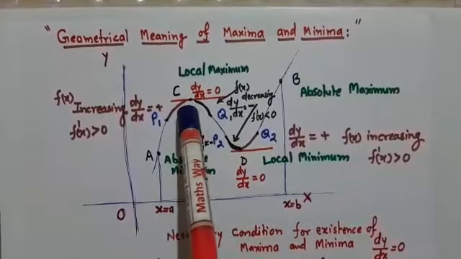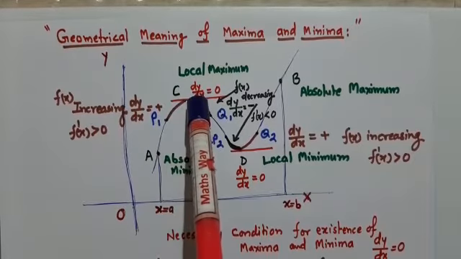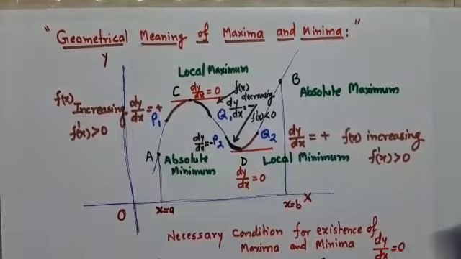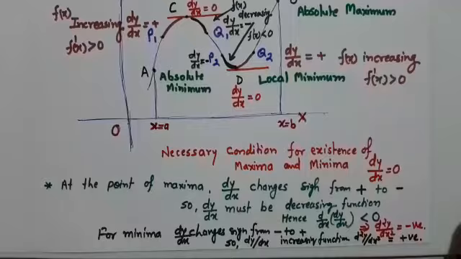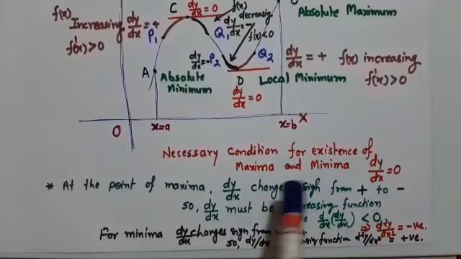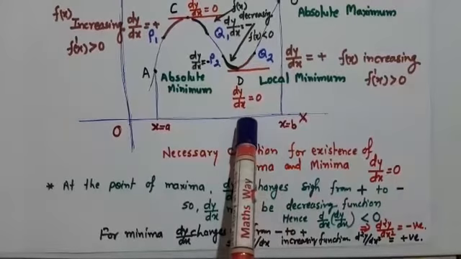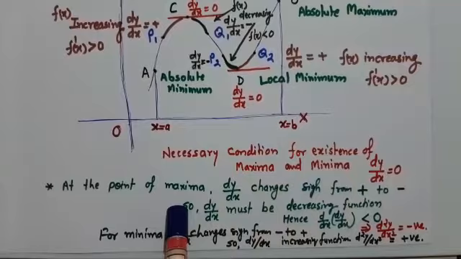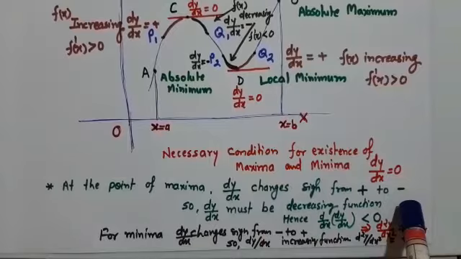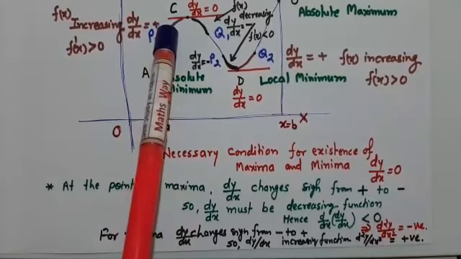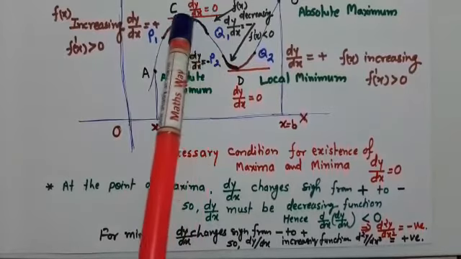Why here is dy upon dx positive? Because y is increasing, and here y is decreasing. At a point of maxima, we can say the necessary condition for existence of maxima and minima is dy upon dx equal to 0. At the point of maxima, dy upon dx changes sign from positive to negative. Here dy by dx is positive, then after that negative, and in between both, dy upon dx equal to 0.